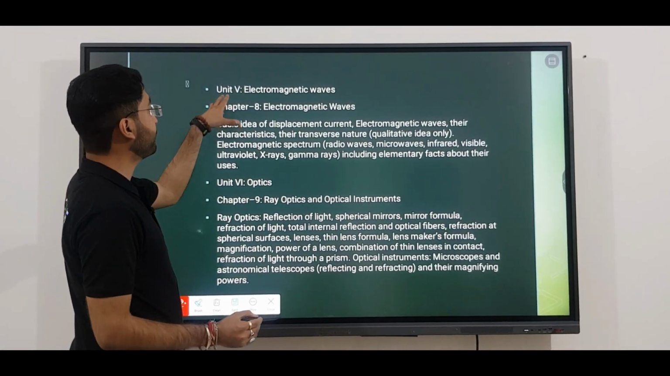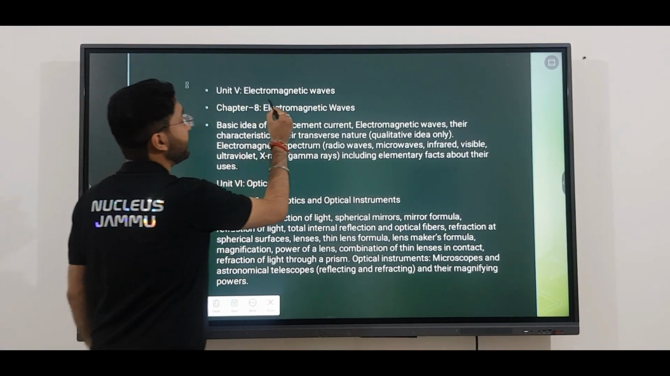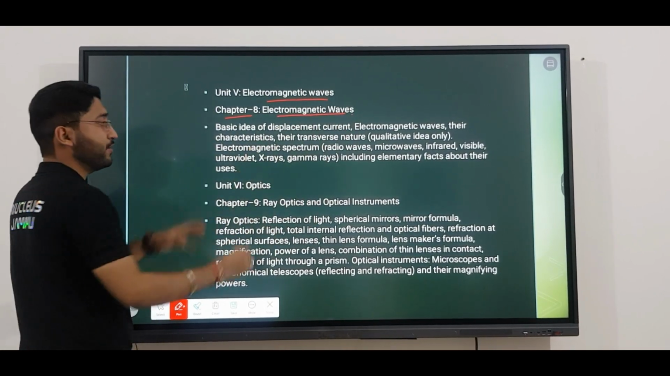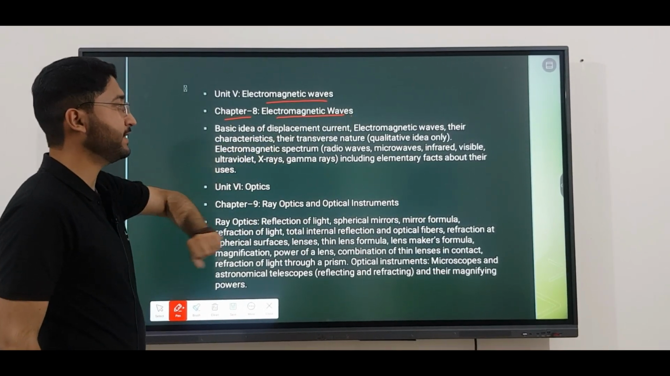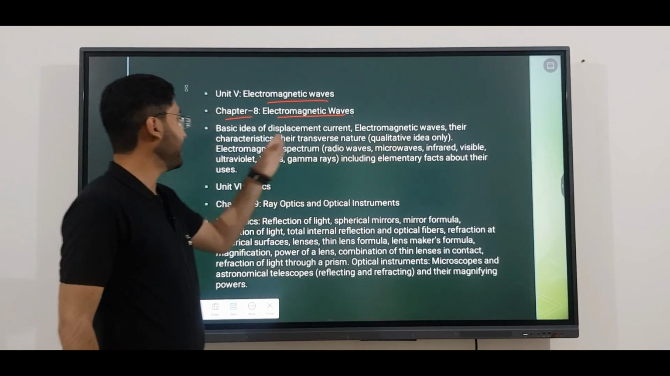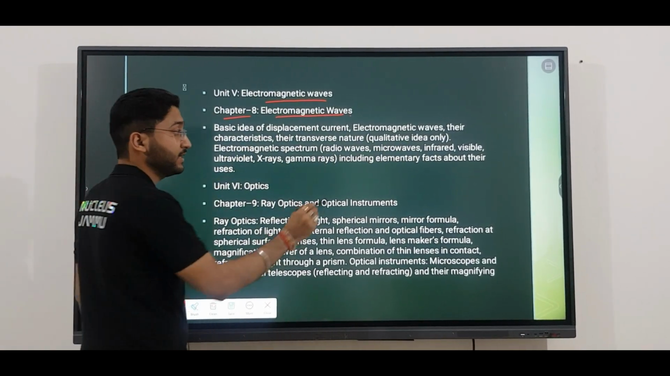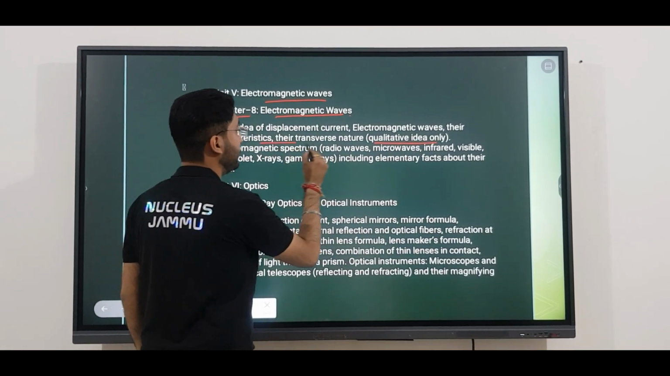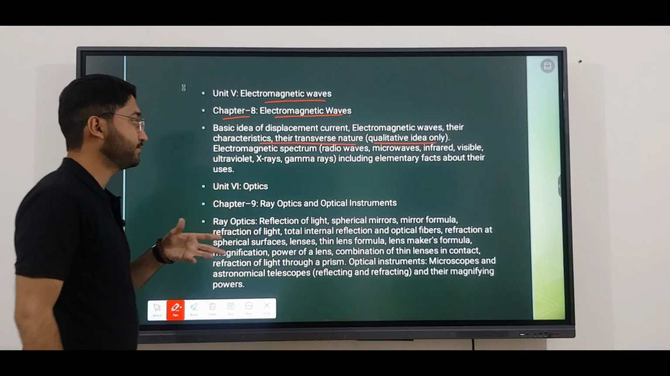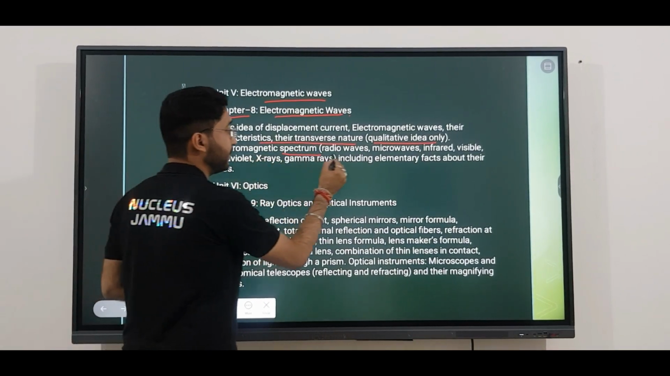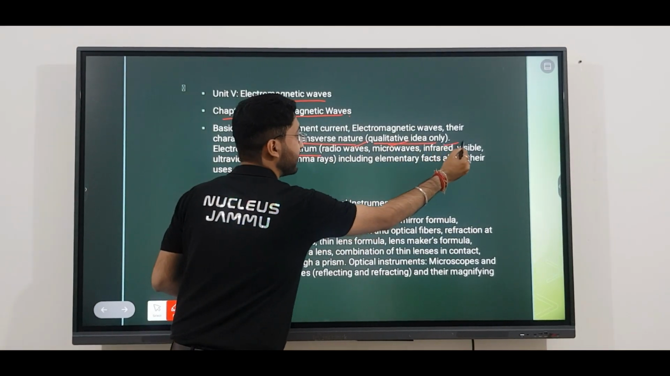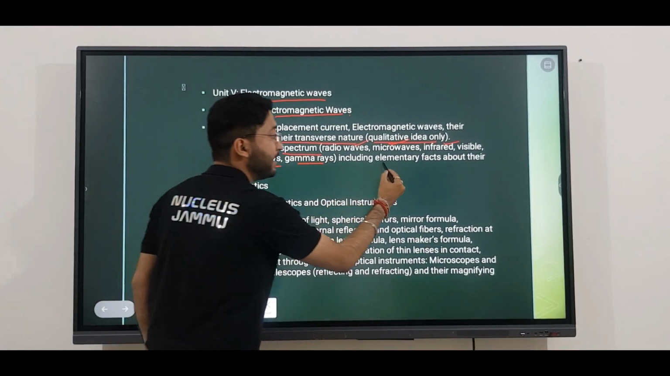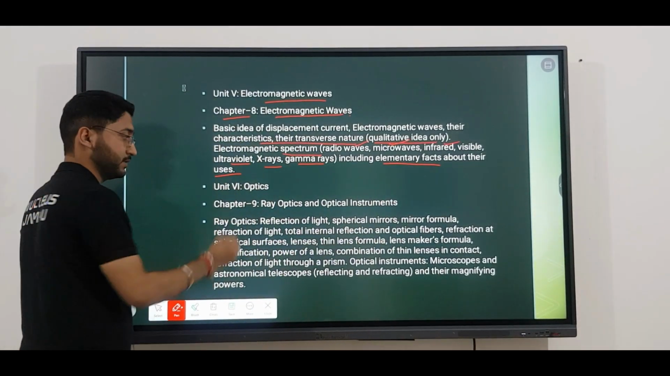Now there comes Unit 5, Electromagnetic Waves, and there is a subdivision, Chapter 8, Electromagnetic Waves. Basic idea you have to know for the displacement current, electromagnetic waves and their characteristics, transverse nature, and there is a specification of qualitative idea, meaning you have to study only the basics. Electromagnetic spectrum, mainly radio waves, microwaves, infrared, visible, UV, X-rays, gamma rays, including the elementary facts about their uses.